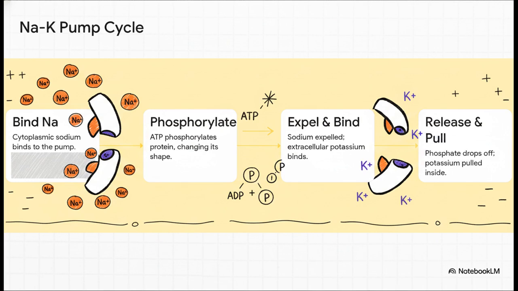Finally, step 4, the phosphate group drops off, the protein snaps right back to its original shape, and the potassium is yanked inside the cell. Guys, this pump is literally an electrogenic battery. By pumping out 3 positive sodiums for every 2 positive potassiums it brings in, it generates the actual cellular voltage that powers our nerve cells.